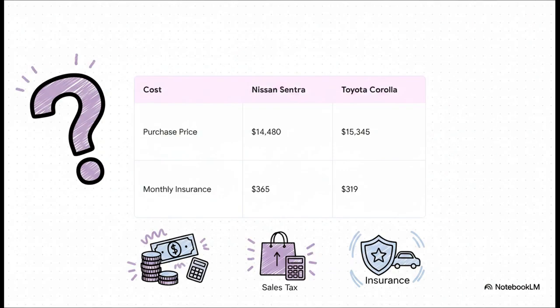Okay, time to use our relevance filter. Let's go down the list. Is the purchase price relevant? Well, yeah, of course, the prices are different, so check. What about sales tax? Since it's based on the price, it's also going to be different, so yep, relevant. How about your insurance quote? The numbers are different, so that's relevant too.